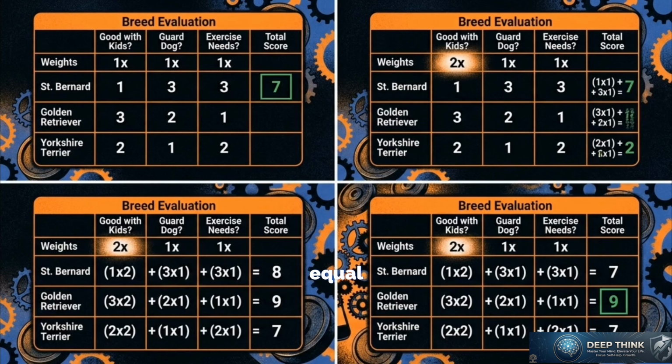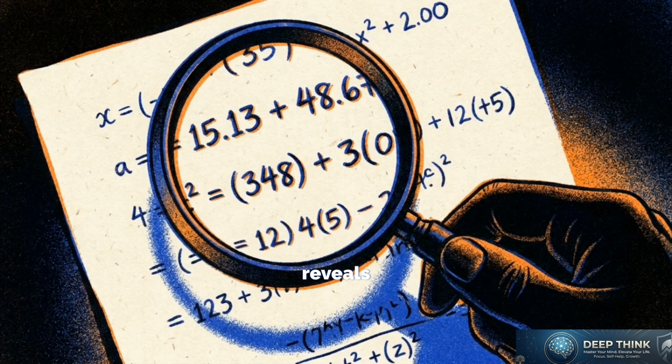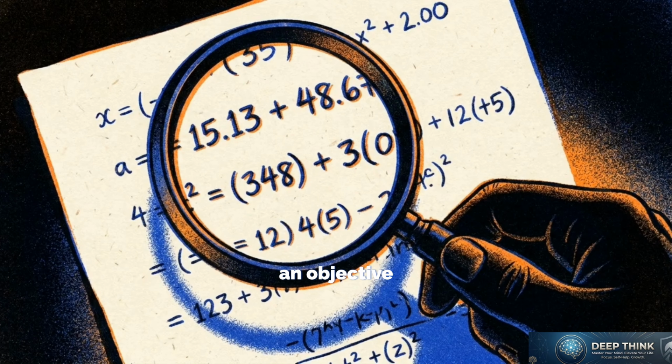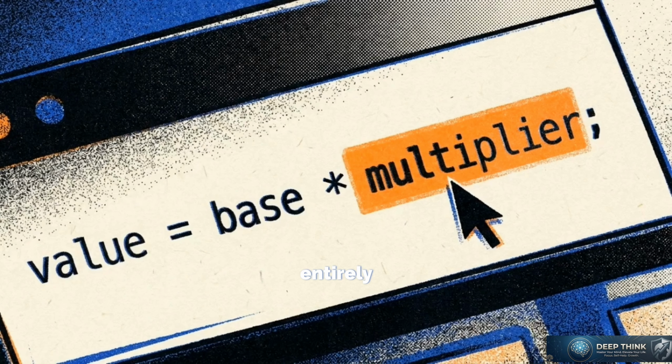If you assign equal value to all 3 traits, multiplying each score by a weight of exactly 1, the Saint Bernard wins the calculation with a total sum of 7. But if you change a single variable and double the weight of the good with kids trait, the entire outcome shifts. The math recalculates, and the Golden Retriever jumps into the lead with a 9. The weighted sum reveals a crucial reality about algorithms. The winning result is never an objective truth. It is entirely dependent on whoever assigns the weights.